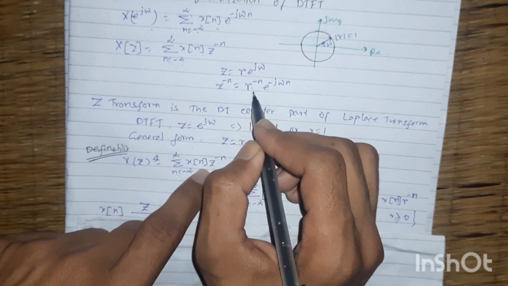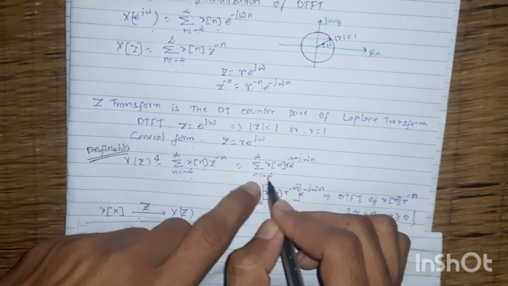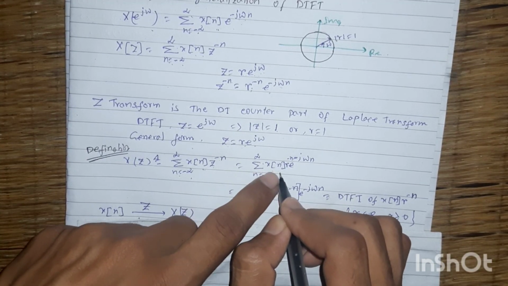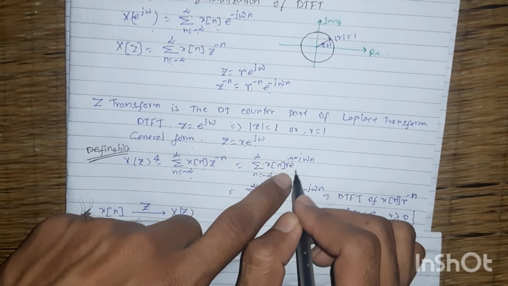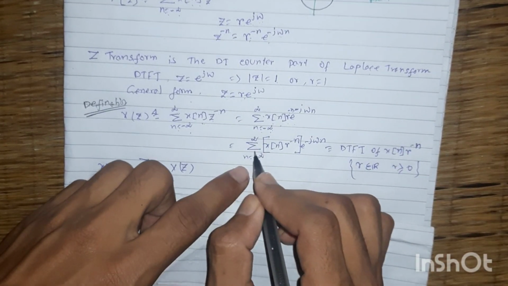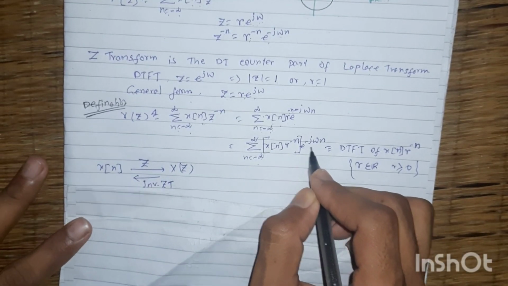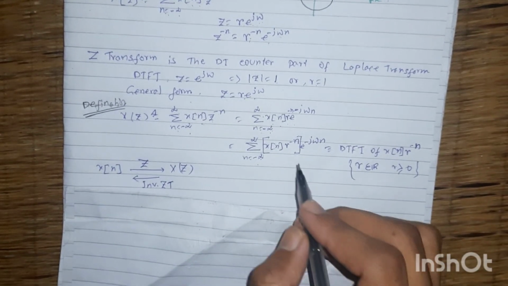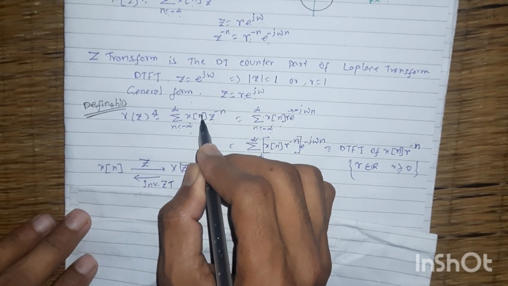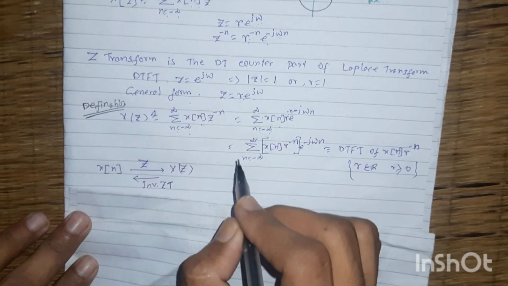Z raised to the power minus n means r raised to the power minus n e raised to the power minus j omega n, means the summation n equal to minus infinity to infinity x of n r raised to the power minus n e raised to the power minus j omega n. Suppose this is the Z transform, where n is my time domain signal, and X of z we will get in the frequency domain.